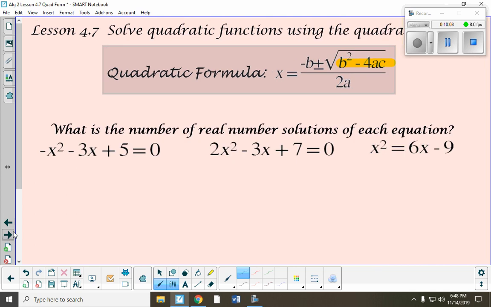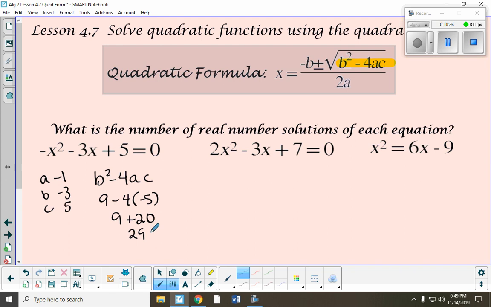So let's look at how we use the discriminant then to determine how many real number solutions there would be. So the discriminant is b squared minus 4ac. So we write down a, b, and c. And so b squared would be 9 minus 4 A times c is a negative 5. So 9 plus 20, we have 29. B squared minus 4ac is greater than 0. It's positive. So that means there will be 2 real solutions if you worked out that problem.